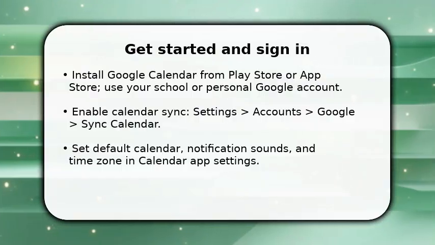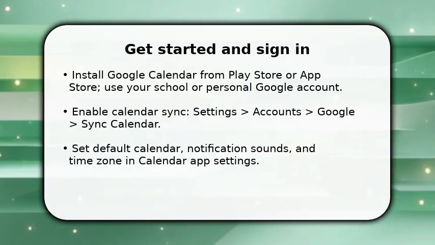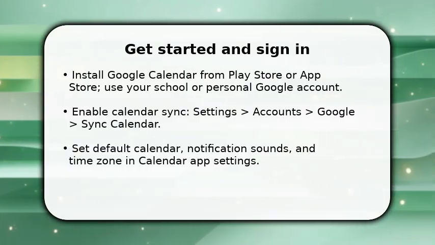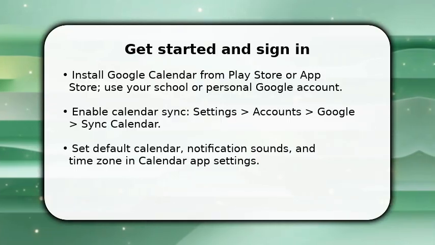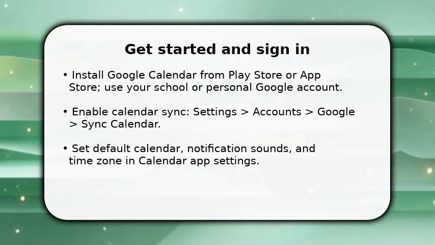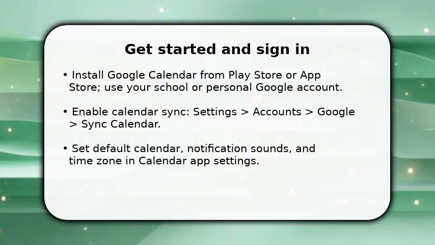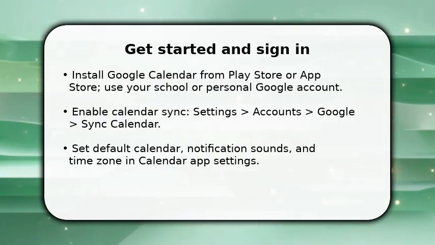You're ready to start. Install Google Calendar and sign in with your school Google account so events sync across devices. Once signed in, make sure Calendar Sync is enabled in your phone's account settings. This ensures class changes appear automatically.